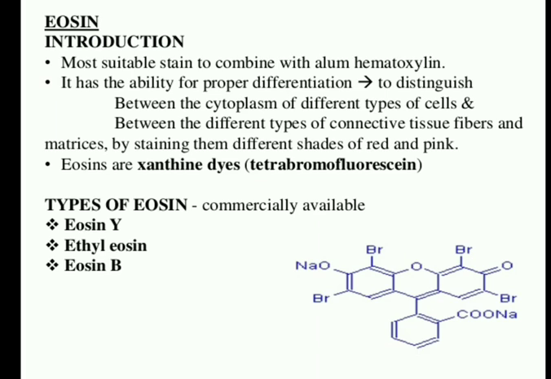Next we will learn about eosin. Introduction to eosin. This is the most suitable stain to combine with alum hematoxylin. It has the ability for proper differentiation between the cytoplasm of different types of cells and between different types of connective tissue, fibers and matrices by staining them with different shades of red and pink. There are three types of eosin commercially available. They are eosin Y, ethyl eosin and eosin B.